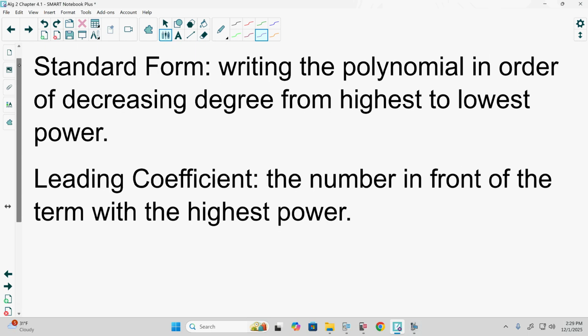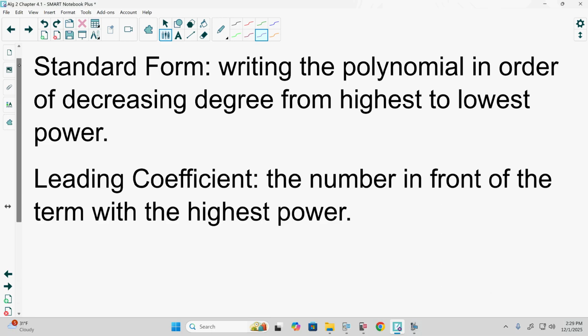Now, standard form. Writing a polynomial in order of decreasing power, from highest to lowest, is considered to be in standard form. When the variable with the biggest exponent is first, and then the exponents decrease as we write it out from left to right, it is considered to be written in standard form.